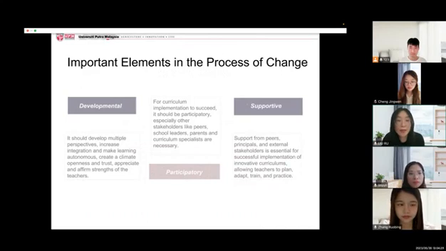Important elements in the process of change, regardless of the kind of change in curriculum and implementation. The process of change may contain three important elements. As a process, curriculum implementation should be developmental, participatory, and supportive.